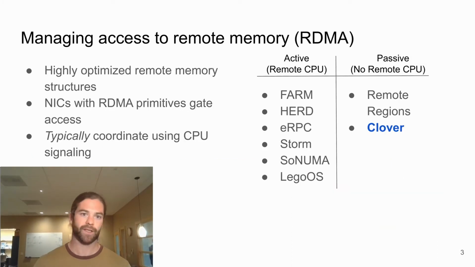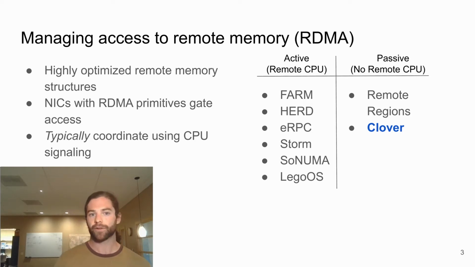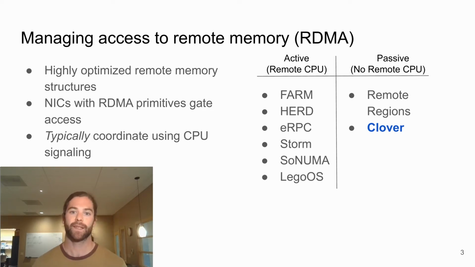There's a number of different projects in this space that have different techniques for managing remote memory. A lot of them use RDMA, and that's what we're going to be talking about today. They're typically optimized for high throughput and low latency, and a number of them overlay remote memory with highly optimized data structures. Traditionally, the assumption is that end hosts have NICs with RDMA primitives that they use to gate access. Also, built into most of these is the assumption that there's a CPU on the remote server which can be used to serialize access to its remote memory.